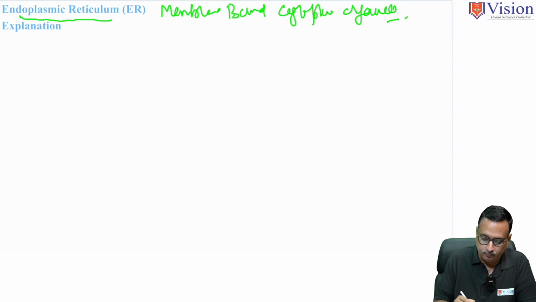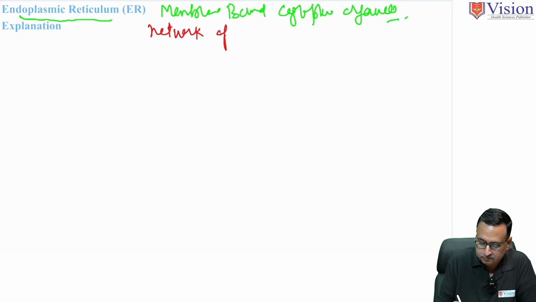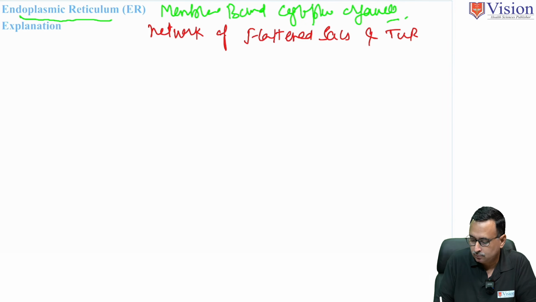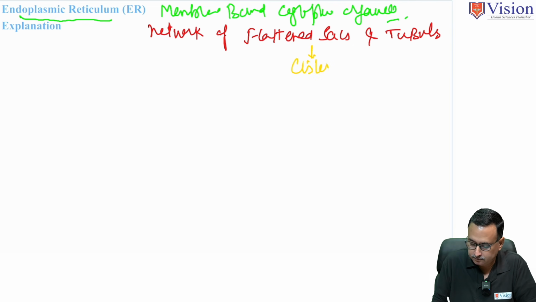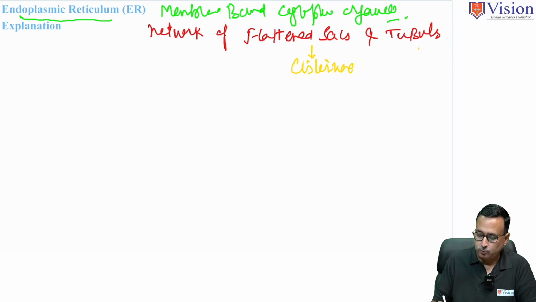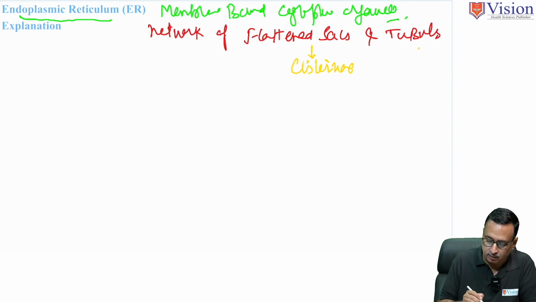endoplasmic reticulum is a network of flattened sacs and tubules. So let me draw over here. What does this mean? Flattened sacs are called cisternae and tubules are tubular in structure. So these two components together constitute endoplasmic reticulum. So how these two structures are arranged, let me draw a diagram.